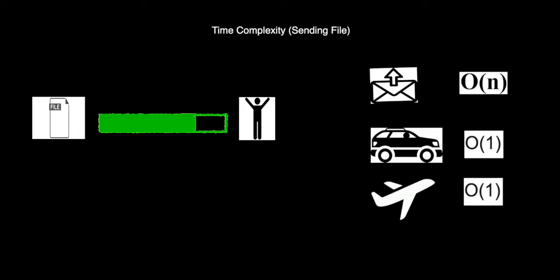So how efficient are these solutions? The first solution, using the electronic method, will take O of n, where n is the size of the file. The more the file size increases, the longer it's going to take to send it. And for both car and plane, it will take a constant time of 1 to send the file. So what we just did is calculate the efficiency of the solution in a mathematical way, which we call big O notation. And that falls under asymptotic runtime.